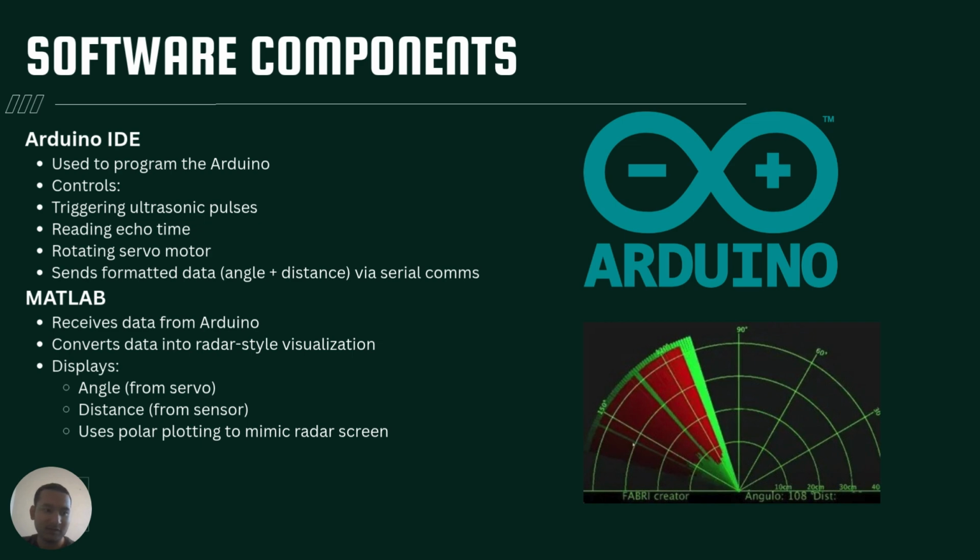So for the software components, we are using Arduino Uno, so we have to use Arduino IDE. It will trigger the ultrasonic pulses, read the echo time, and rotate the servo motor step by step, and send the formatted data, angle and distance, via serial communication to the laptop. And then MATLAB will receive this data from Arduino and convert it into a radar-style visualization, as you can see here. It will display the angle and the distance and the polar plotting to mimic the radar sensor, similar to this.